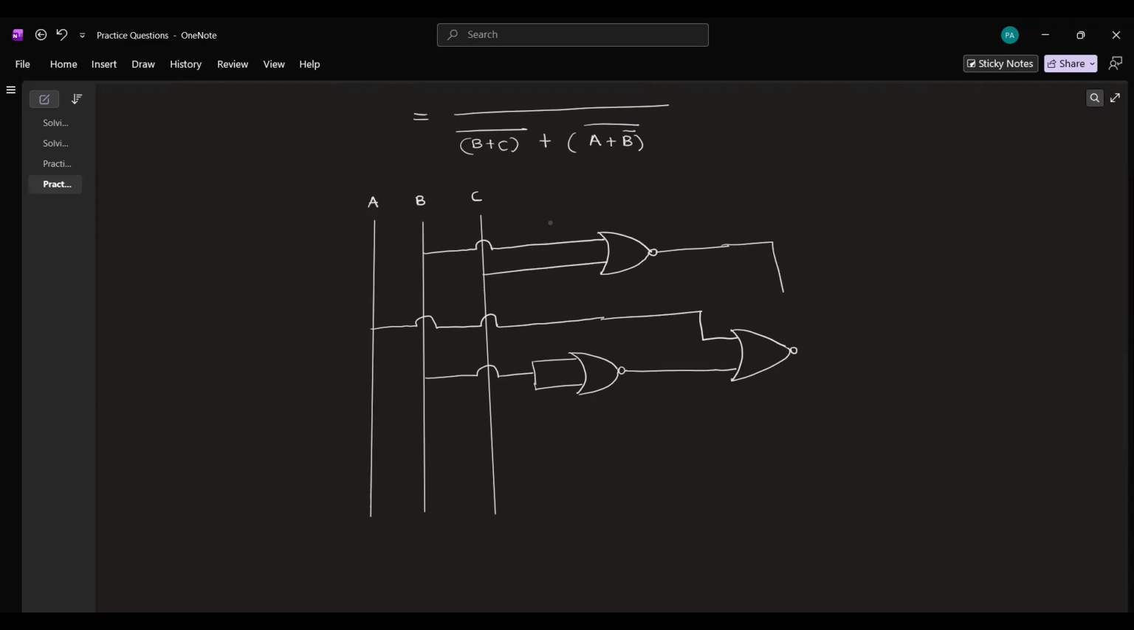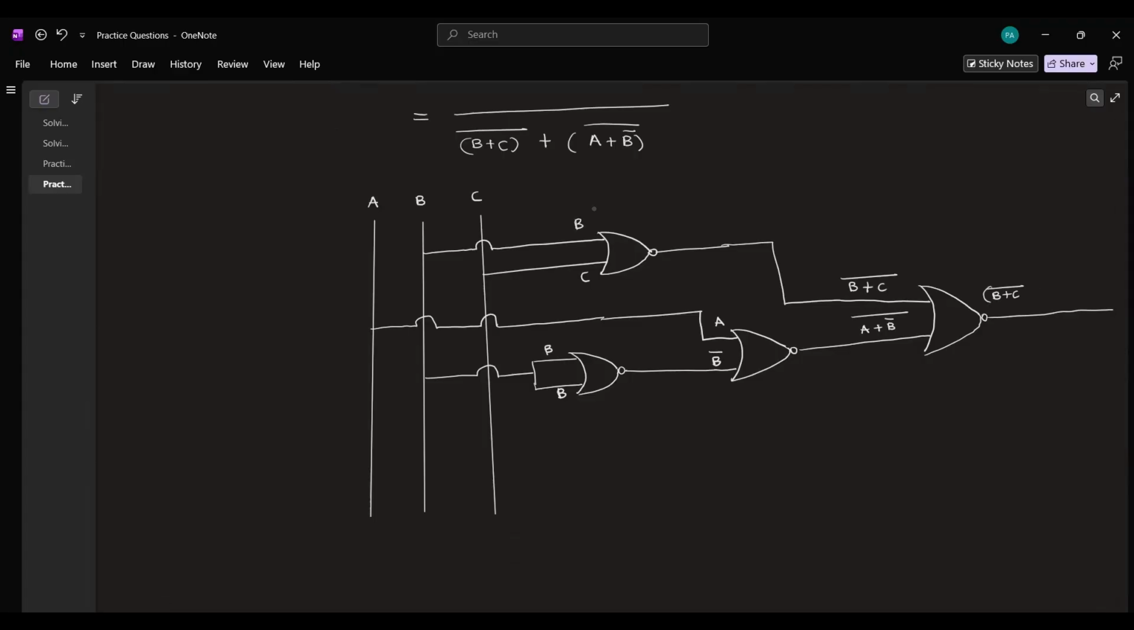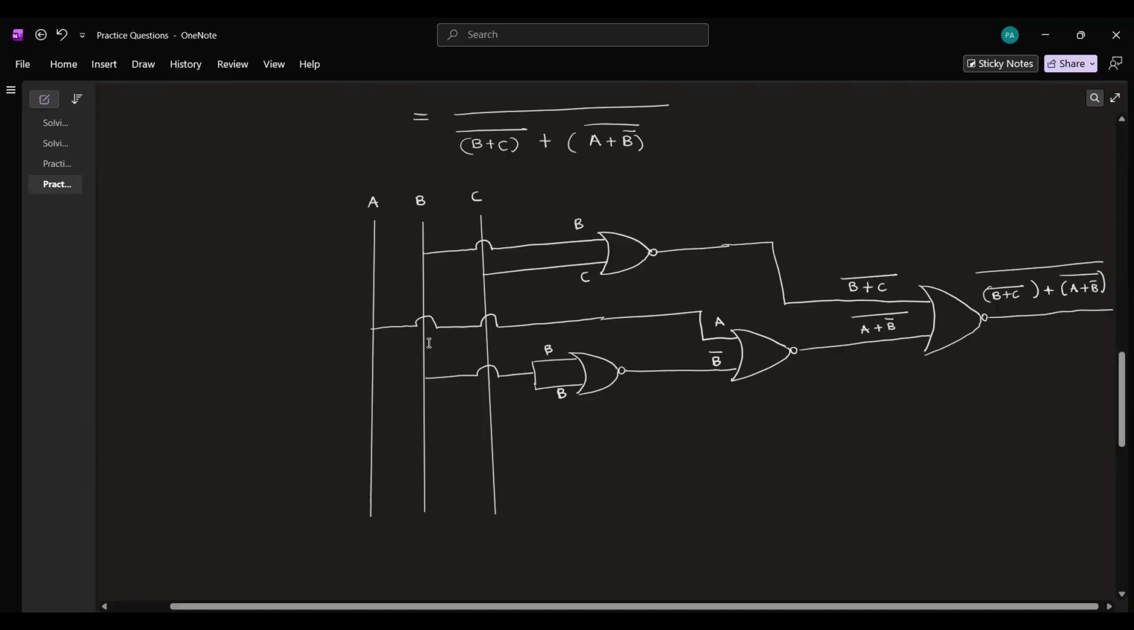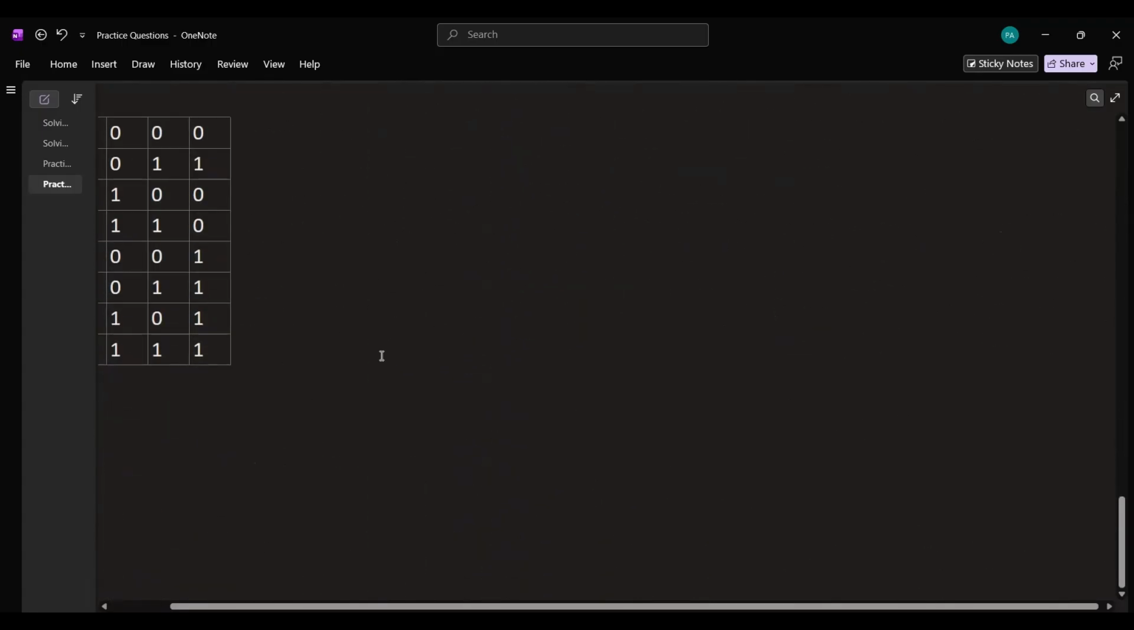Finally, these two intermediary outputs will be sent through another NOR gate for final output, which is F. Let me name this for your understanding. Now we have the final answer. That's it. This is how you do this question. And finally, we will go through another question too.